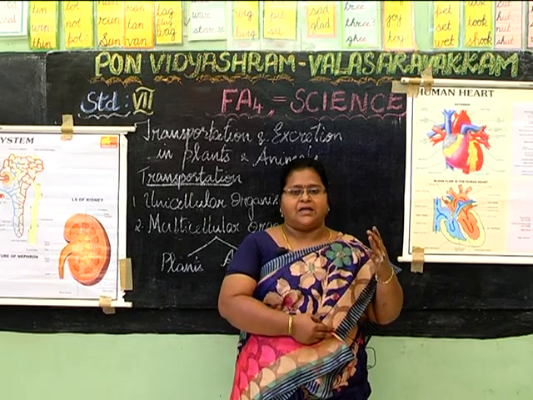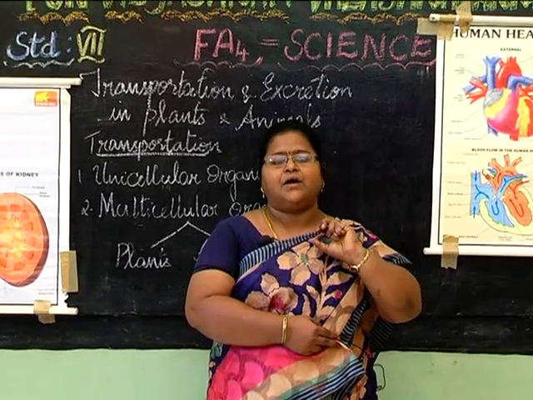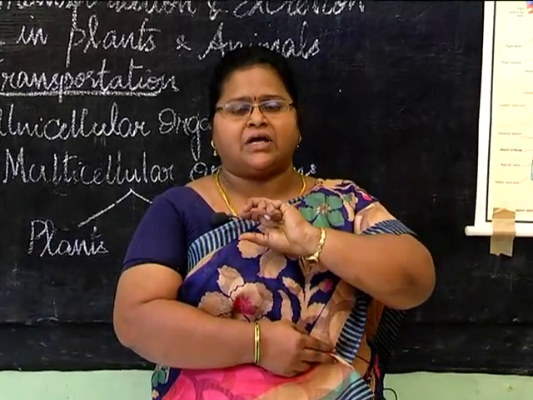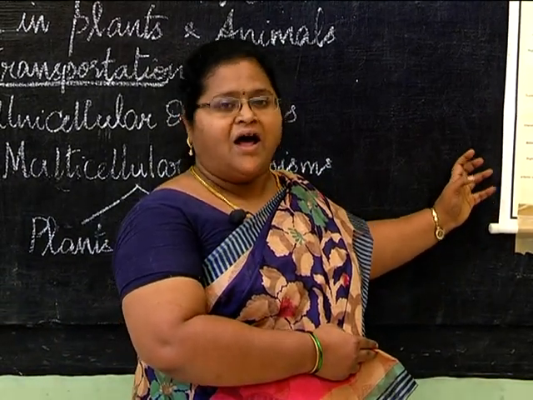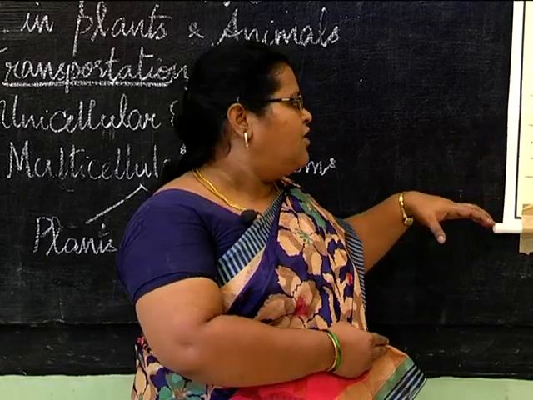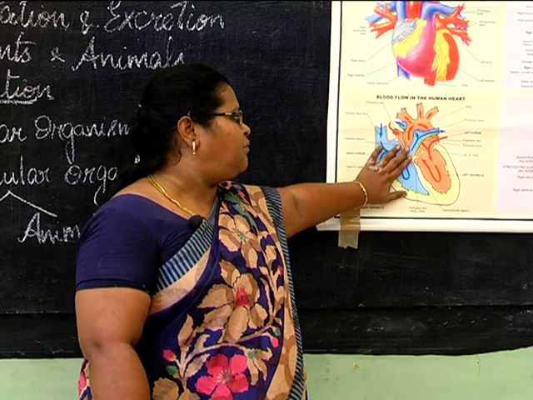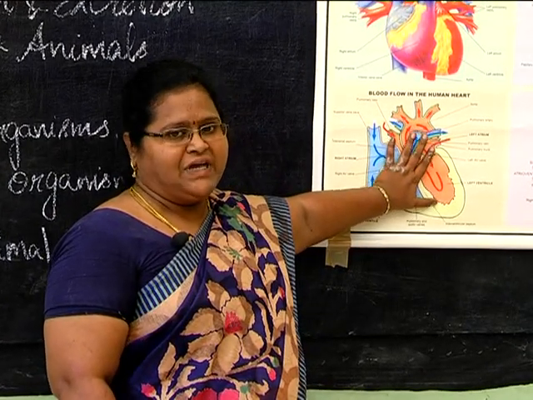The waste materials present in the cells are collected away by the blood again, and these capillaries unite together to form the next blood vessel, the veins, and these veins merge together forming the superior and the inferior vena cava. So with this we are completing the circulation, how it happens in human beings.